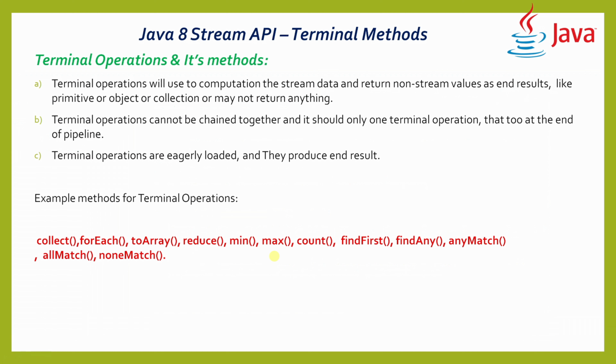In the last video we completed the intermediate methods, right? Now we are going to discuss the Stream API terminal methods. I hope you have observed that while explaining the intermediate methods, we used a different set of terminal methods, like collect, forEach, and min, max, count also we have used.